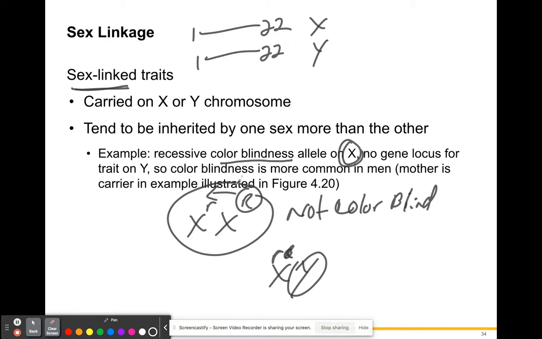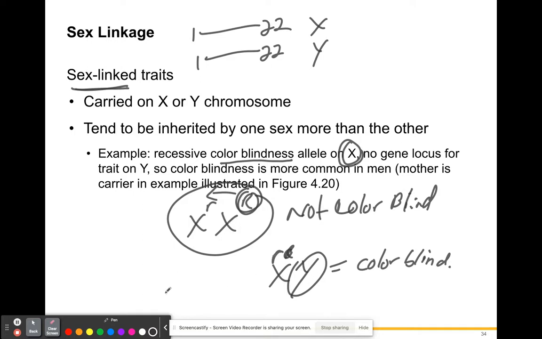There's nothing to combat this, right? The only reason this person's not colorblind is because the big R beat up the little r. But here, there's no big R because the R's aren't held on the Y. The R's are only held on the X. So there's no big R to fight off the little r. Therefore, this person becomes colorblind. And that is a sex-linked trait that causes males to be colorblind more often than females.